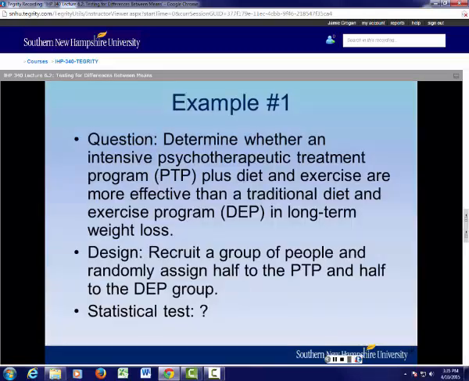Okay, so now I want to walk you through some examples because I know it can be hard to start getting the hang of which statistical test should be used in which kind of study.